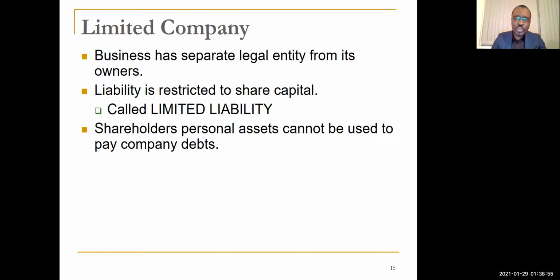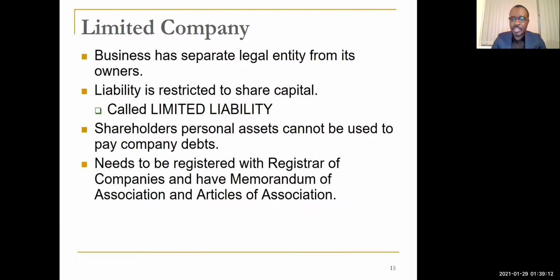So if there's any loss to the company, I will only be limited according to the amount of share that I have contributed. So my shares will be used to clear off the liability. Shareholders' personal assets cannot be used to defray any company debt. They only use the portion of the shares that they have contributed.